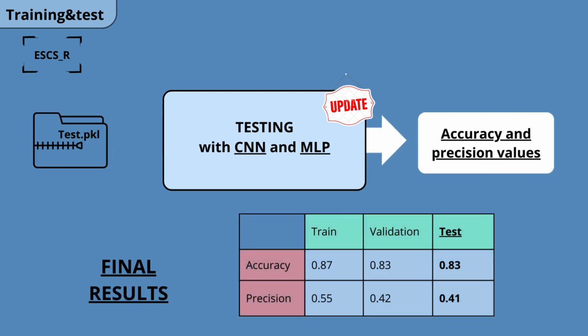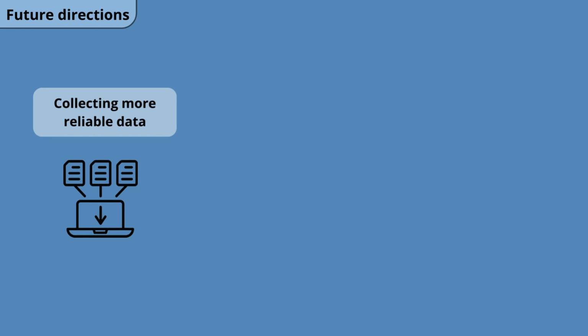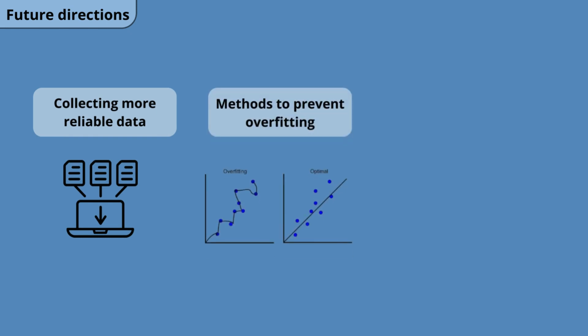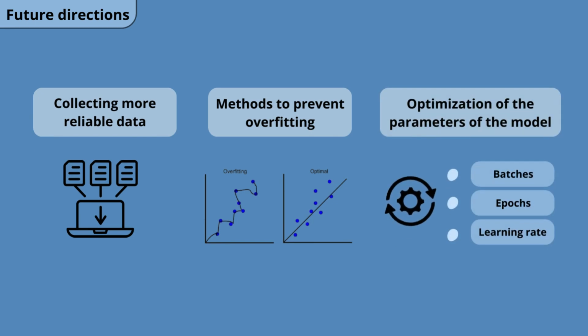Our most reliable results are the ones related only to the robot scenarios, consisting of a final test accuracy score of 83% and precision of 41%. To achieve better results along with collecting more reliable data, future modifications such as additional methods to prevent the overfitting and optimization of the parameters of the model can be implemented.